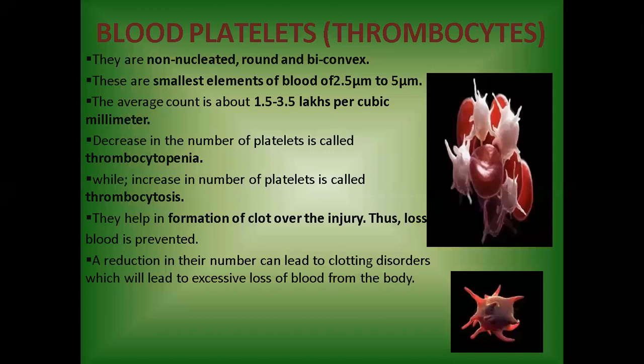The third type of blood cell is platelets. You can see in the picture, platelets have many hands, many finger-like projections. Due to this property, platelets help to clot the blood. Clot means when blood comes out from a wound, after a few seconds it changes into solid. That process is clotting.